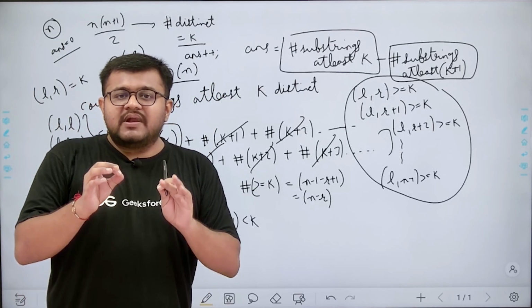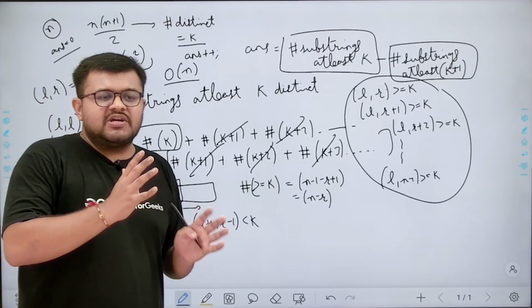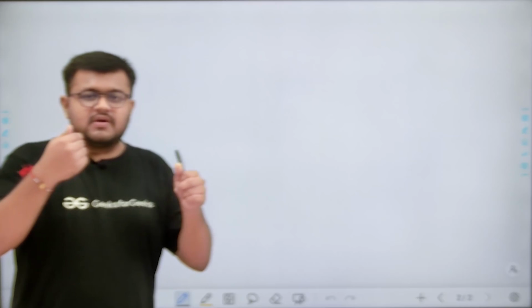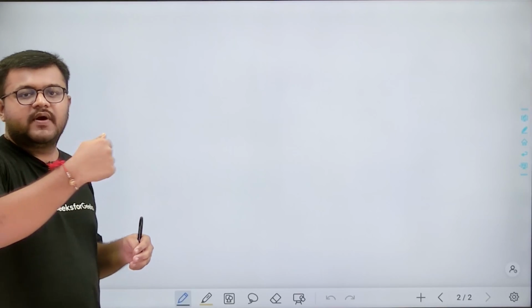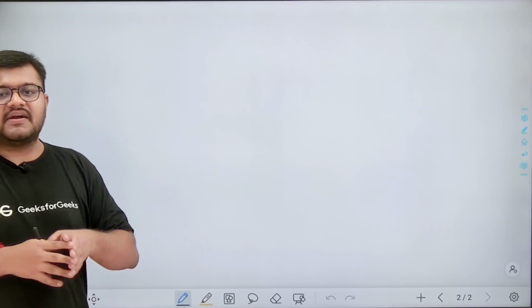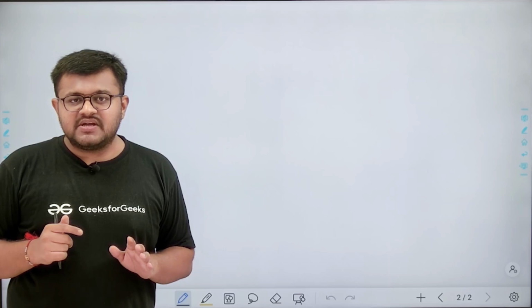Okay, now let's understand how, starting with index L, we can efficiently count the number of substrings with distinct characters. So now we said that we will keep changing our starting index, that is L, we will take it from 0, 1, 2, 3, and so on, and for every index considered as the starting index, we will count the number of substrings that have at least k distinct characters.